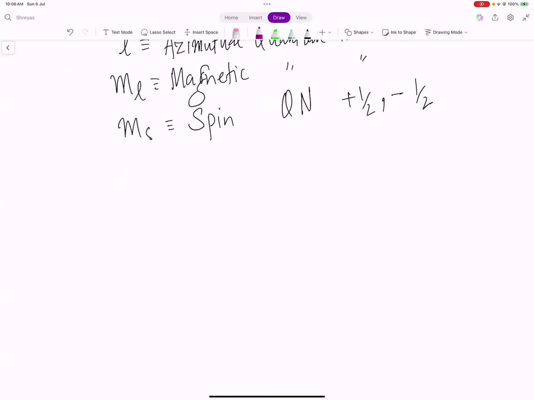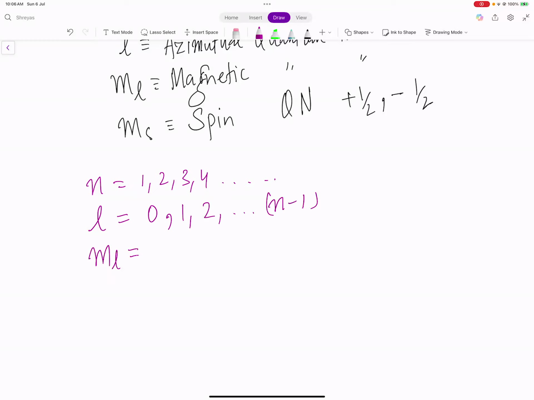So n can have integer values, right? So n equal to 1, 2, 3, 4, and so on. L values will go from 0, 1, 2, and so on till n minus 1. ML values go from minus L, 0 to plus L, right? Okay, this is how we were doing.